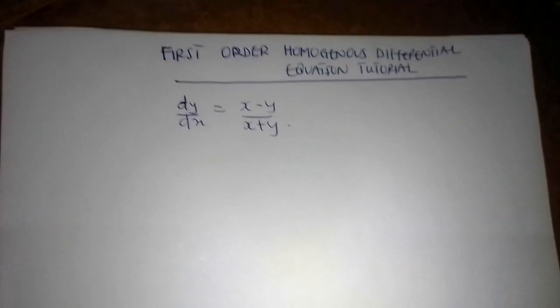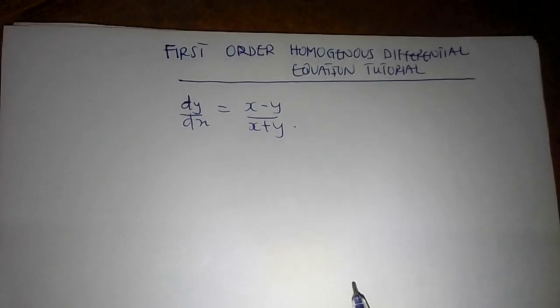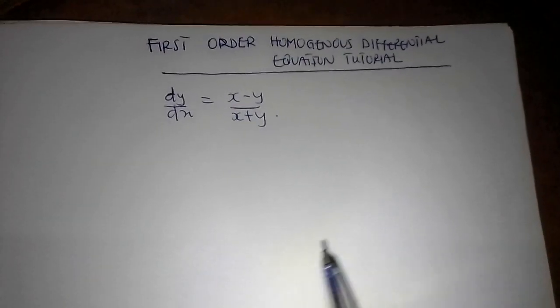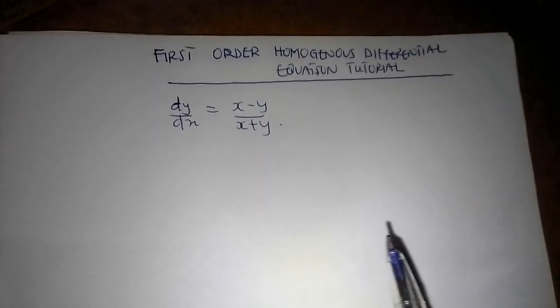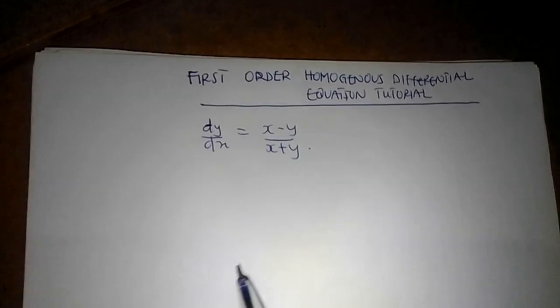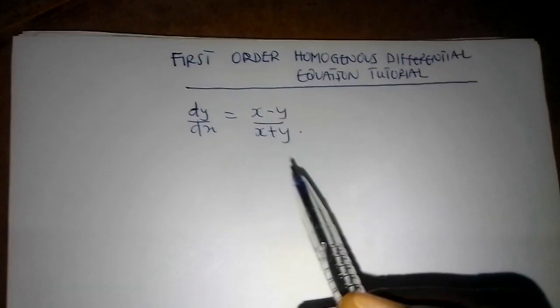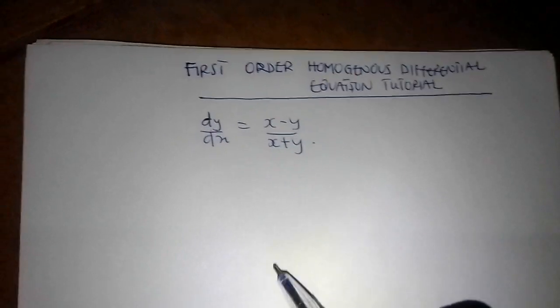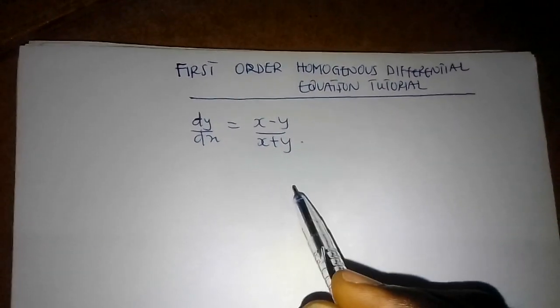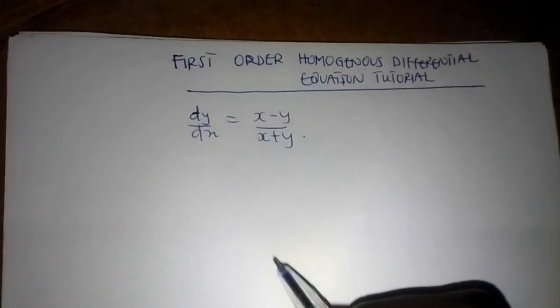In this video, we're going to solve a differential equation problem, which is a homogeneous first order differential equation. So we have a question here: dy/dx is equal to (x minus y) over (x plus y), as simple as that, and we have to solve this equation. How do we go about that?